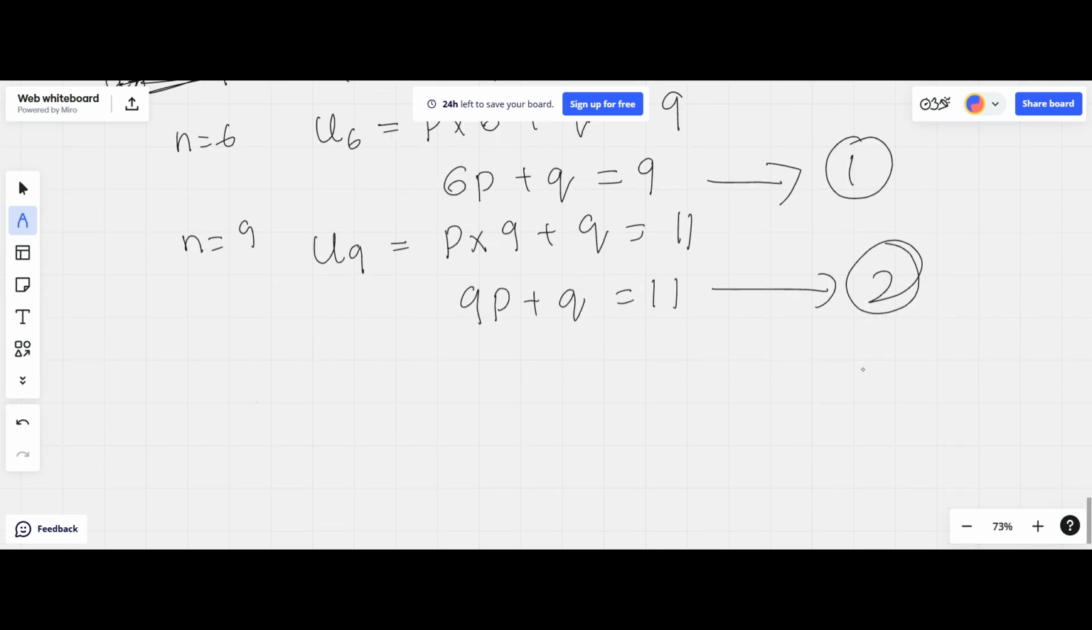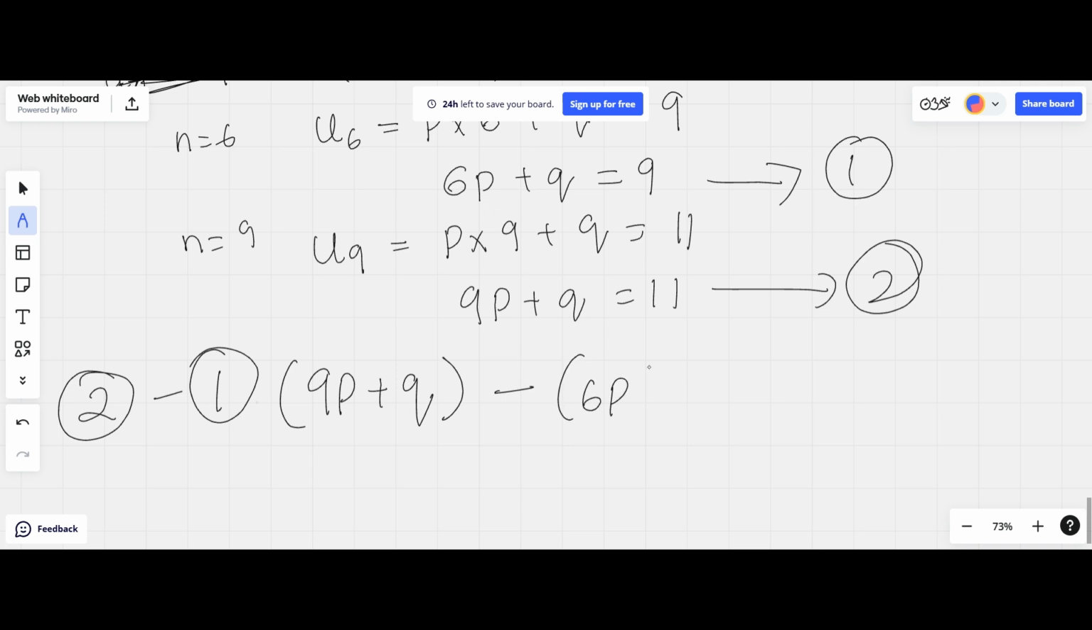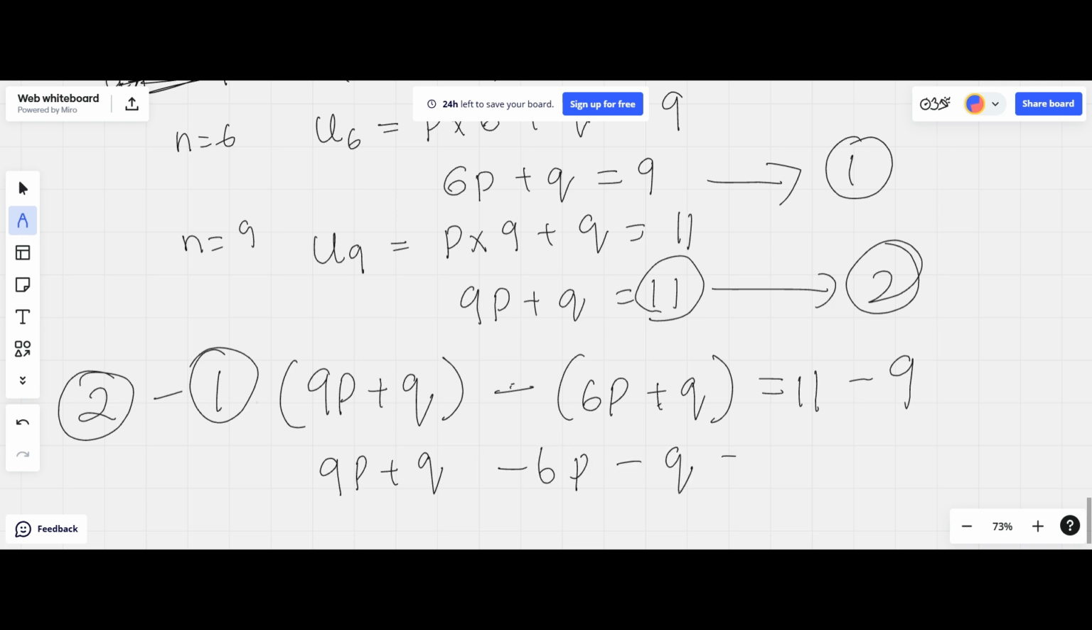So what we can do is 2 minus 1. What is the second equation? 9P plus Q minus 6P minus Q. What we are doing is subtracting equation 1 from equation 2. So we get 11 minus 9, which is 2.